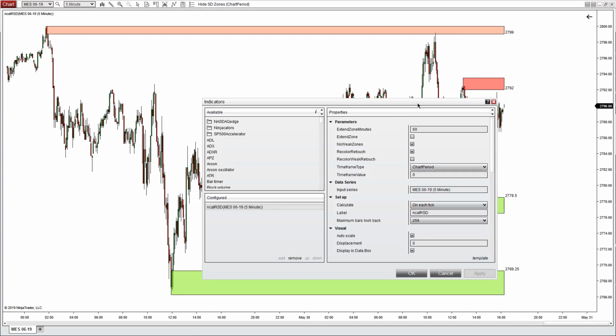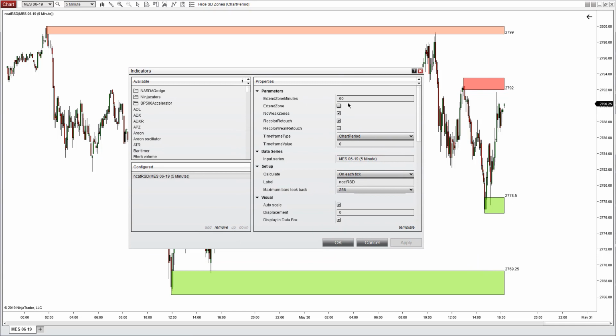What that means is that you can extend the zones off to the side. So let's say I want to extend the zone by 60 minutes. Go ahead and hit apply. And you'll notice the zones move out now, extended by 60 minutes. So they project out into the future a little bit better, so it can help you with your analysis.